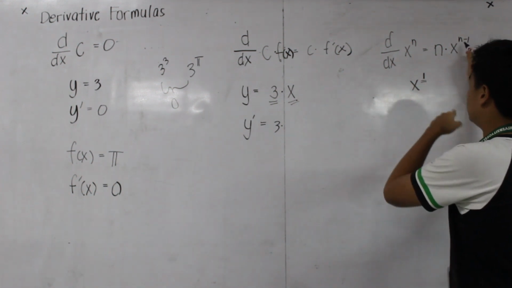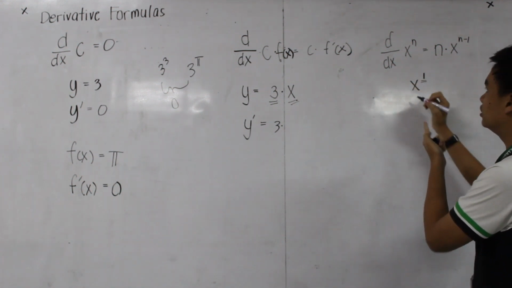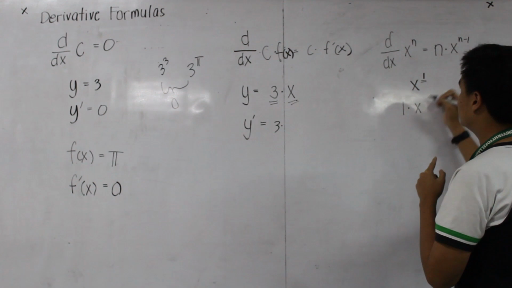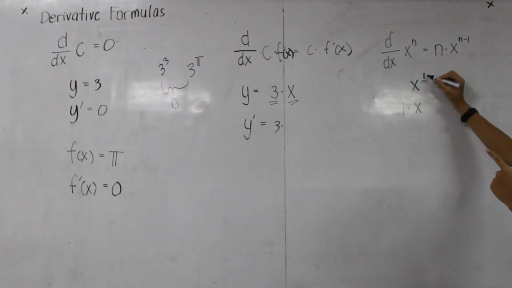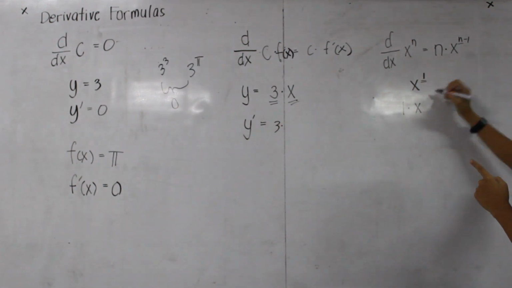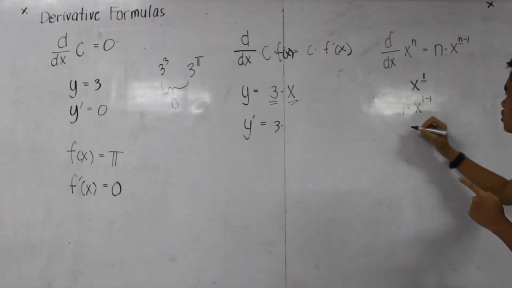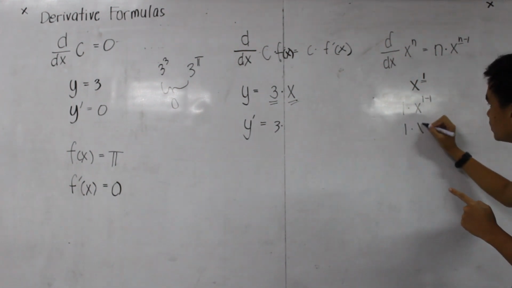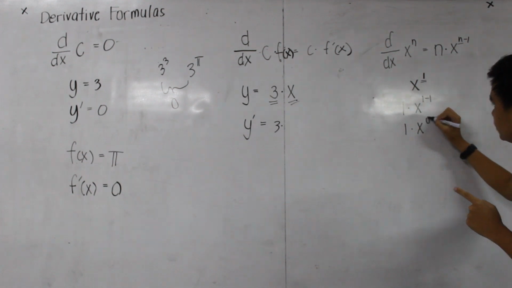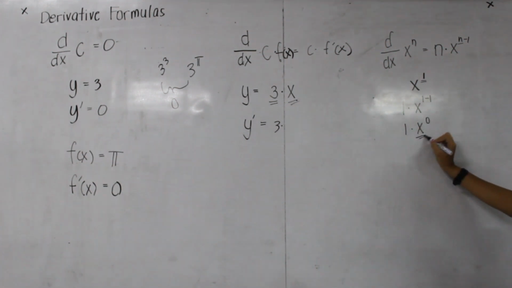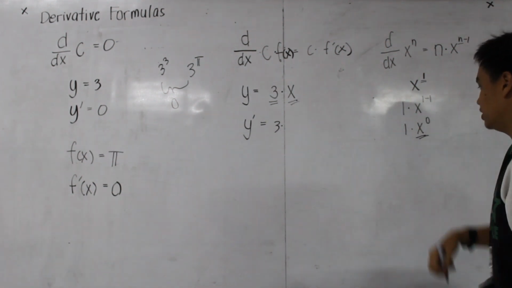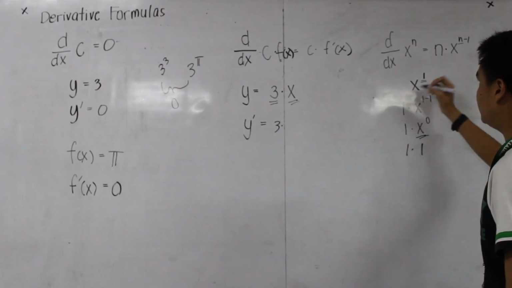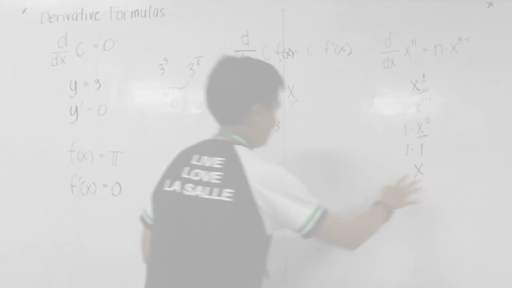Its derivative would be, as you can see in the formula, first we bring the exponent down. So we have 1 times x, and then we subtract the exponent by 1. So it becomes 1 minus 1, and we have 1 times x to the power of 0. Anything to the power of 0 is equal to 1, so it becomes 1 times 1. The derivative of x to the power of 1 is therefore 1.